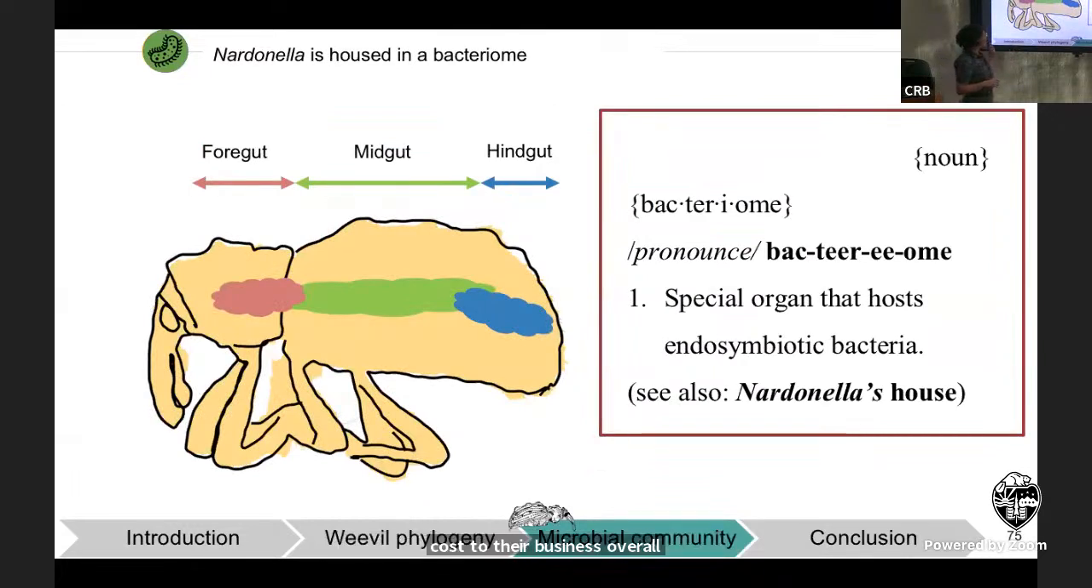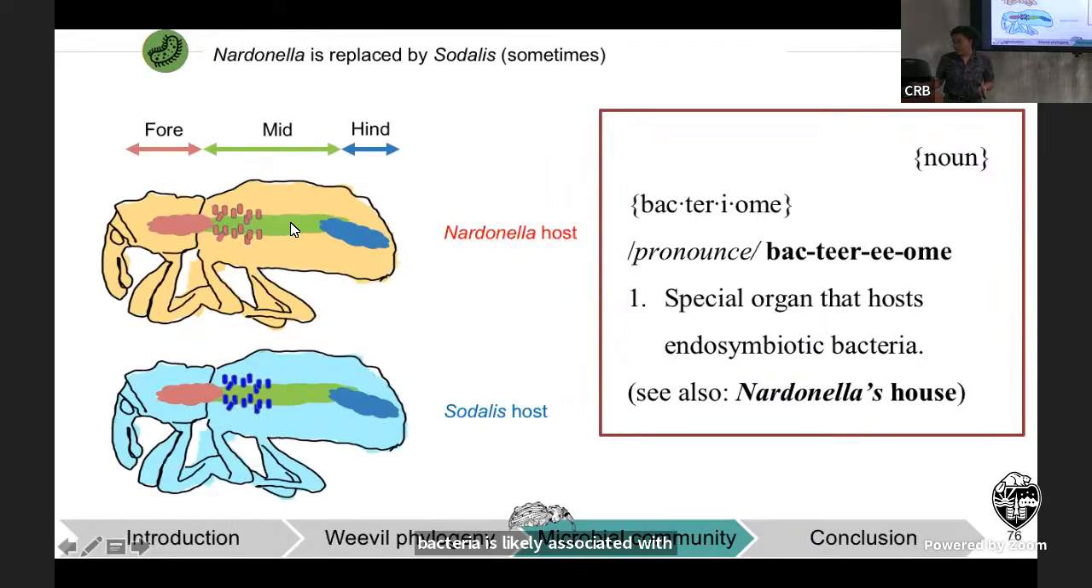Also, something to note about Nardinella, and something I'm going to start talking about a lot, is a bacteriome. So it just means that there's a specialized organ where Nardinella is housed. So the weevil might be conserving, trying to hold on to that microbe. And in weevils, it's known that that bacteriome is likely associated with the foregut and the midgut. And we also know that in some weevils, in that same bacteriome, you're going to find Sodalis and not Nardinella. So it looks like Sodalis is replacing Nardinella in some groups.